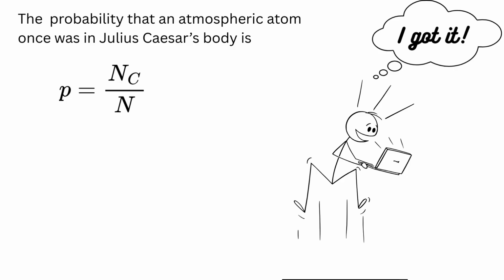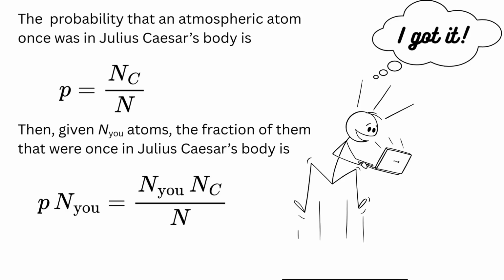Here is how. Assuming uniform mixing of the atoms, the probability that a randomly selected atom of the atmosphere was once in Julius Caesar's body is P equals N_C over N. Then, among the atoms that you have inhaled, the fraction that was in Julius Caesar's body is P times N_U, equals N_U times N_C over N.